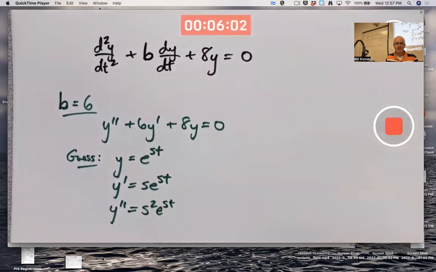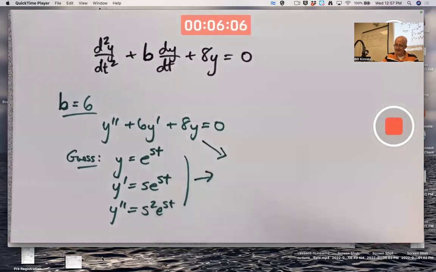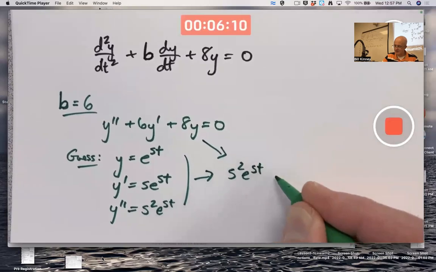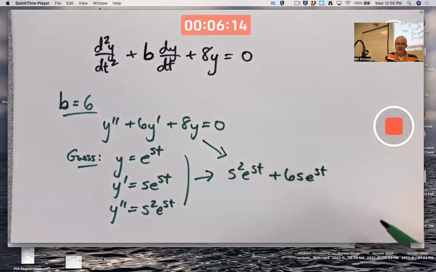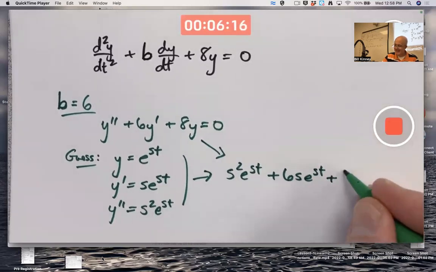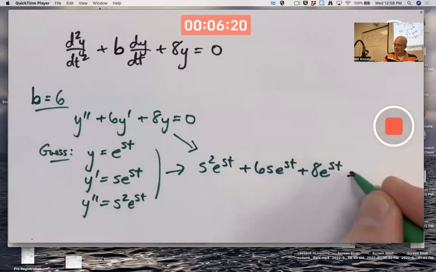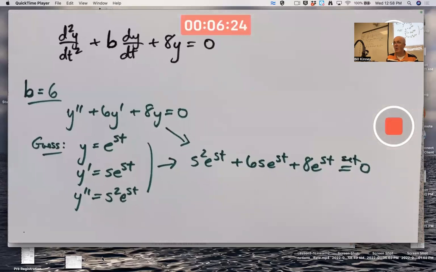Find the derivatives, plug those in. In this case, you get s squared e to the st, that's the second derivative, plus 6 times s e to the st, that's 6 times the first derivative, plus 8 e to the st, that's 8 times the function. What I'm wondering is, are there any values of s that make this always 0, no matter what t is? It's important to realize that's what you're doing.